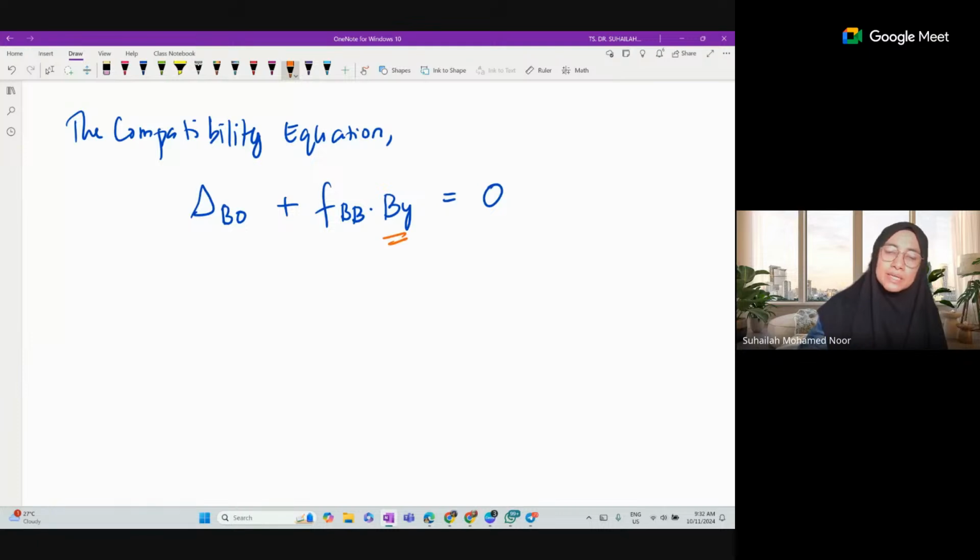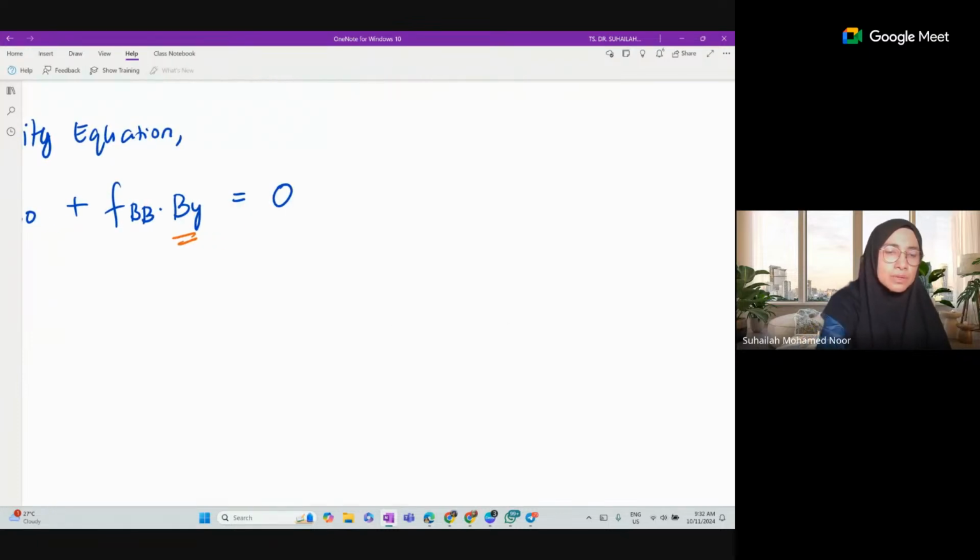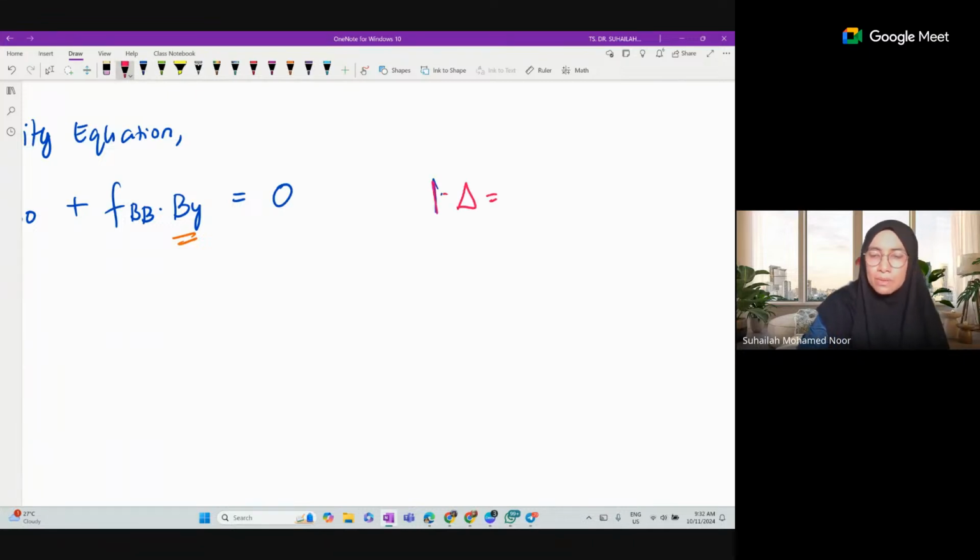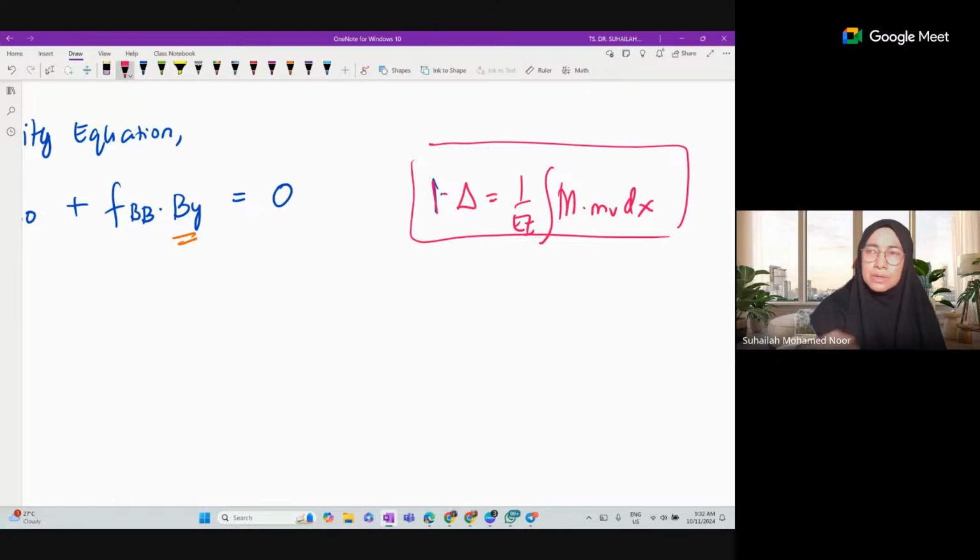Okay, do you remember this formula? 1 dot delta equals the integral of m1 m over EI dx, where one is from the real system and one is from the virtual system. So this is the idea. Not the same, that is why I said adopt. Kita ubah balik sesuaikan dengan konteks flexibility method. Okay, flexibility method.